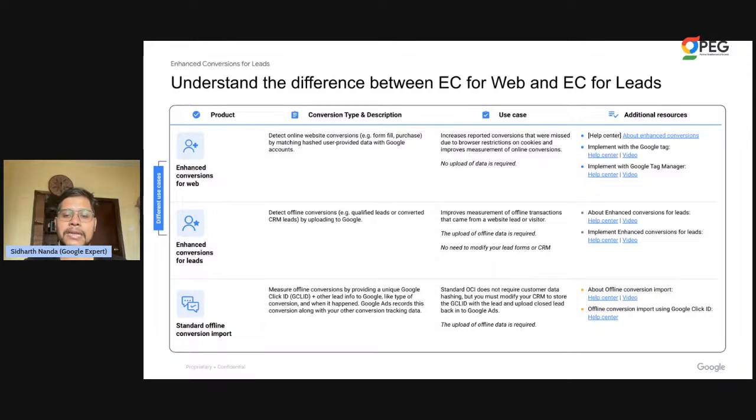Importantly, one thing to note is that enhanced conversions for leads do not require customers to set up or modify a separate CRM system to retrieve and store the GCLID. Lastly, the standard offline conversion import has the same conversion type as offline conversion data. However, the standard offline conversion does not require customers to capture any sort of hashed first-party customer data as we have on the website. Instead, you simply need to modify or set up your CRM to store that GCLID and upload that back into Google Ads. If you don't have a separate CRM system, this process can be a bit time consuming, but it's possible.